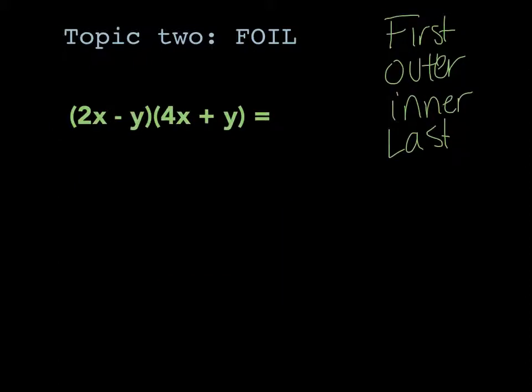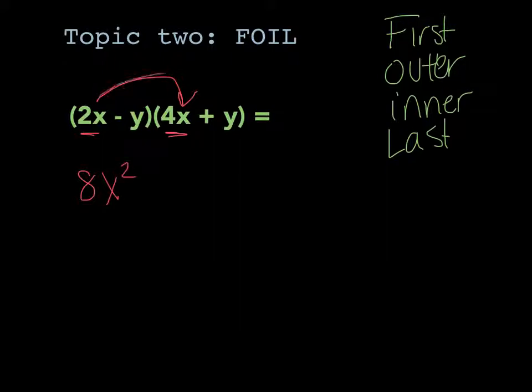Let's look at another example here. So now it's a little more complicated. I have coefficients on my x terms, but it's going to work the same way. So I'll start by multiplying my first term. So 2x times 4x will give me 8x squared.